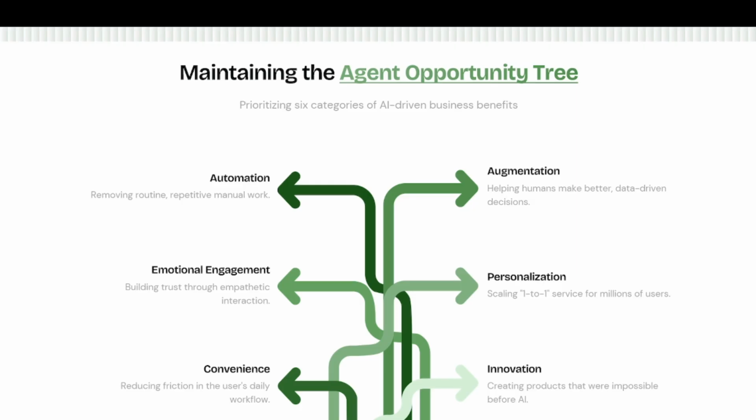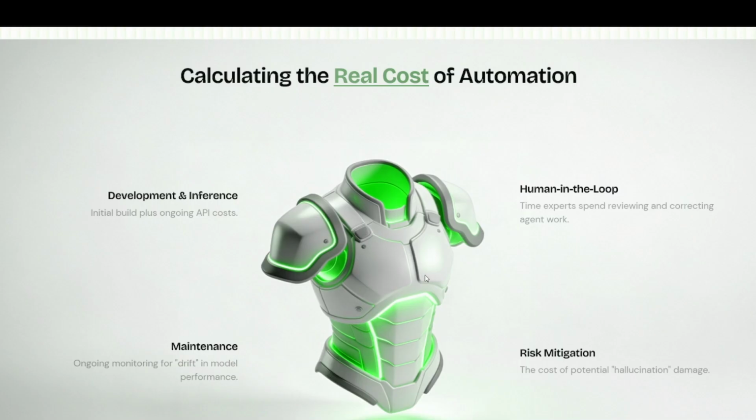And there are some other tasks, like analysis, data collection, data engineering, or other automation, where you can allow the agent to have full autonomy. Okay, so these are the 6 categories of the agentic system opportunity tree that you can consider as an agentic AI product manager. Then we have calculating the real cost of automation.